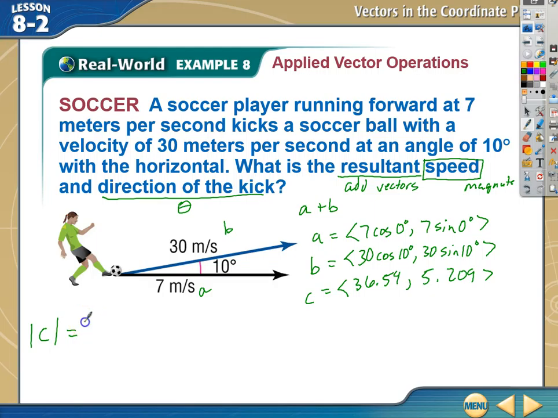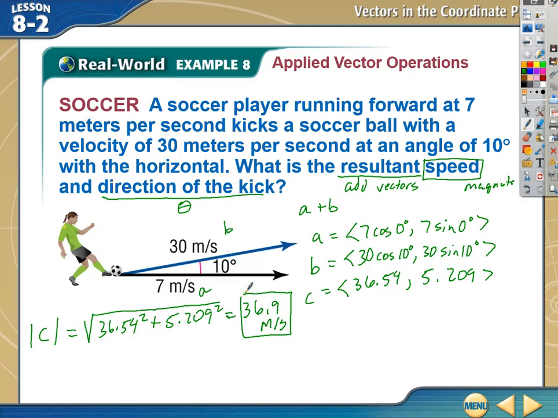which is going to be equal to the square root of 36.54 squared plus 5.209 squared. Go grab my calculator. And my calculator tells me, rounding to the nearest tenth, it's 36.9. Speed now, what's my speed been measured in all the way across the board? Meters per second. So does this tell me that running into the ball and kicking it, it's going to go faster? Not quite adding it straight, 37, but pretty close because the degree angle is so small.